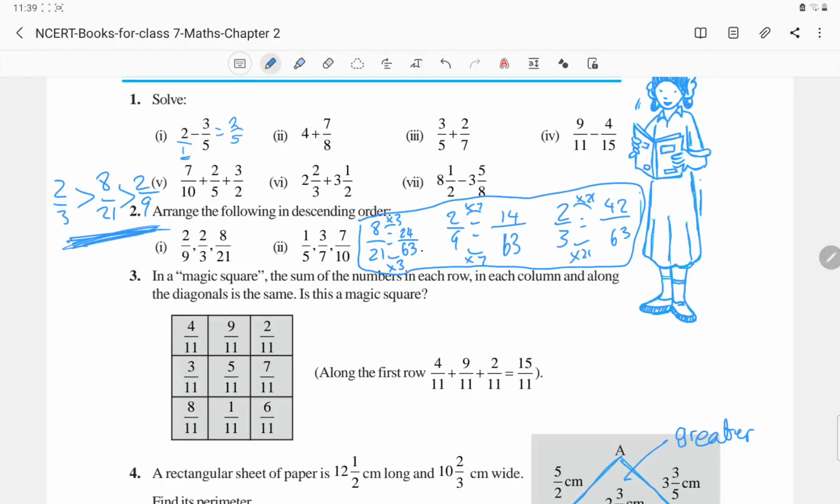4 plus 7 by 8. So you put by 1 and let's get it into the same denominator. 1 times 8 is 8. 4 times 8 is 32. 32 by 8 plus 7 by 8. 7 plus 32 equals 39, so 39 by 8.